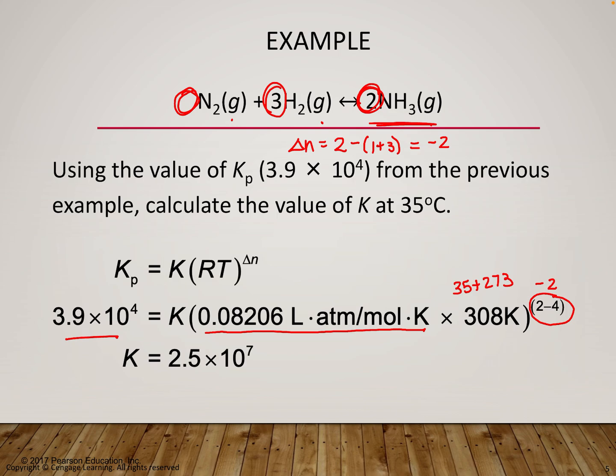So then you can go through and you can multiply 0.08206 times 308 to the negative 2, and then divide that by both sides, and you'll get your K value. Okay, but this is the only part that people really find interesting or difficult sometimes, is this products minus reactants. Again, make sure you're only using the gaseous products and reactants.